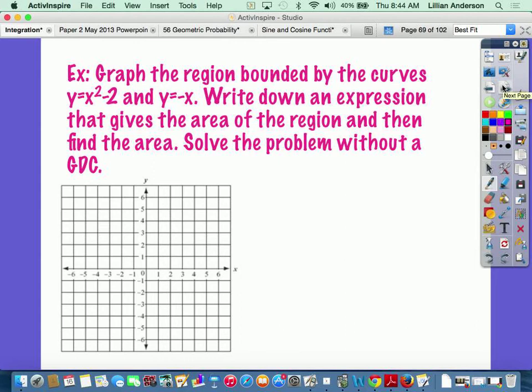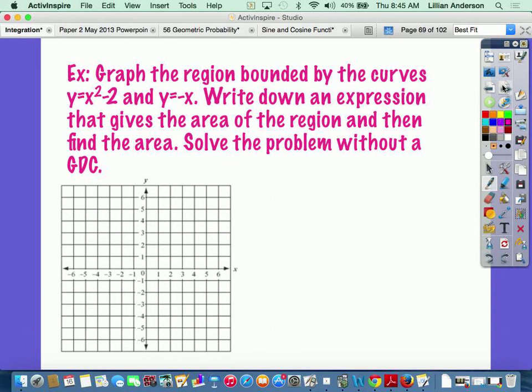So here we go. It says to graph the region bounded by the curves, quadratic and line, y equals x squared minus 2 and y equals negative x. We're going to write down an expression that gives the area of the region, and then we're going to find the area. We're solving this problem without a calculator.